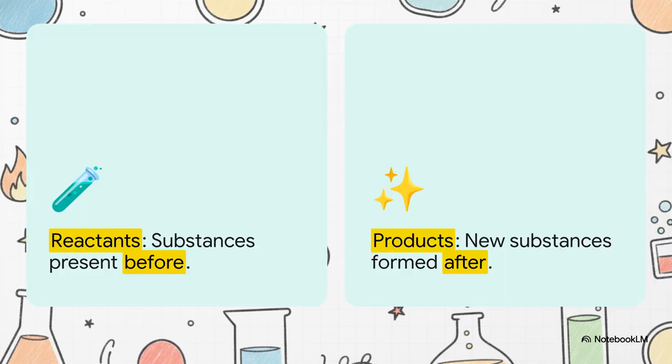What's really cool is how simple the basic sentence structure actually is. Every chemical equation has a before and an after. On the left side, we have our reactants. Those are the substances hanging around before anything happens. On the right side, we have our products, which are the brand new substances formed after the reaction. And right in the middle, there's an arrow. Now that arrow doesn't mean equals. It means produces, forms, or yields.